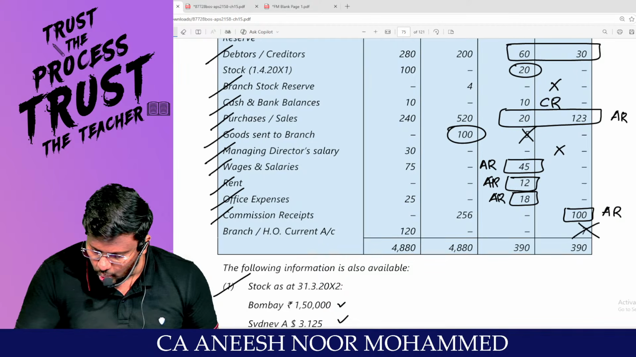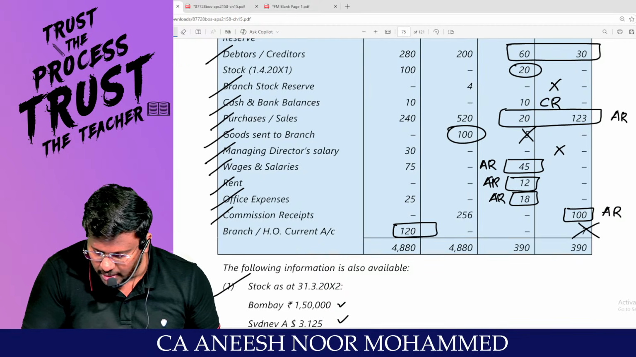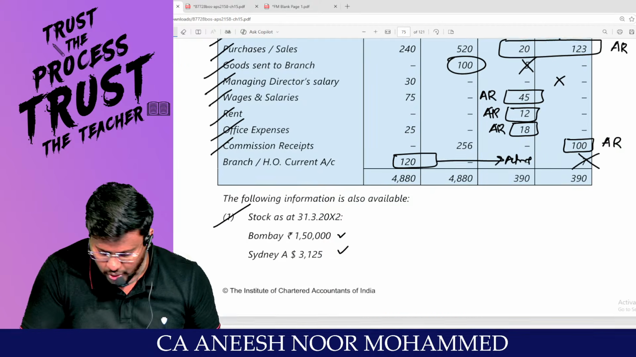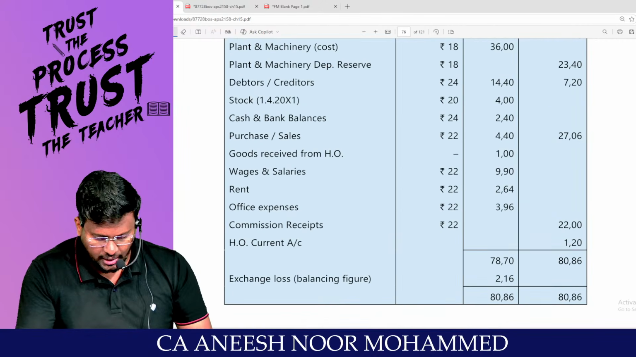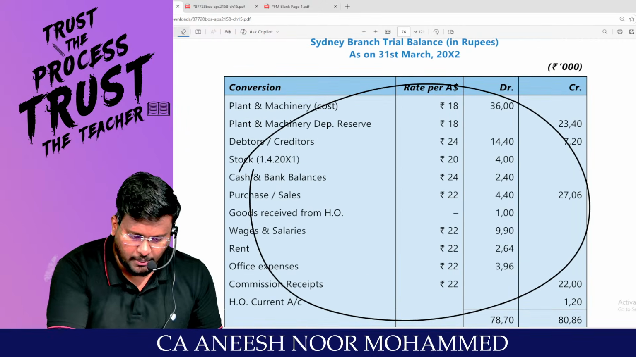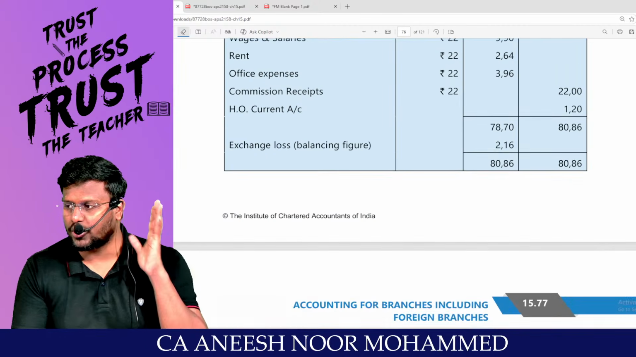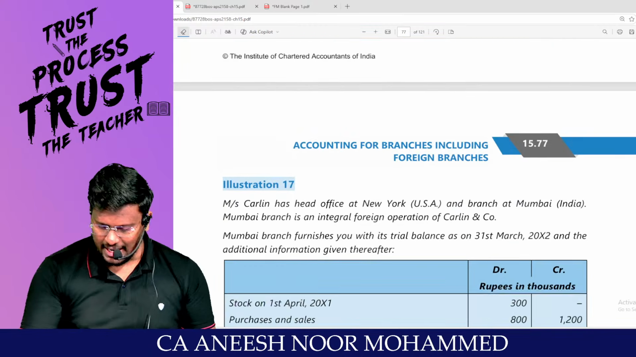Branch office current account, don't take in dollar. Here actual is available. Take the actual, my dear lovable students. That's it with regard to that question. You just redo this. 5 to 7 marks can be secured with basic accounting knowledge of foundation. I'm moving into the last but one question.